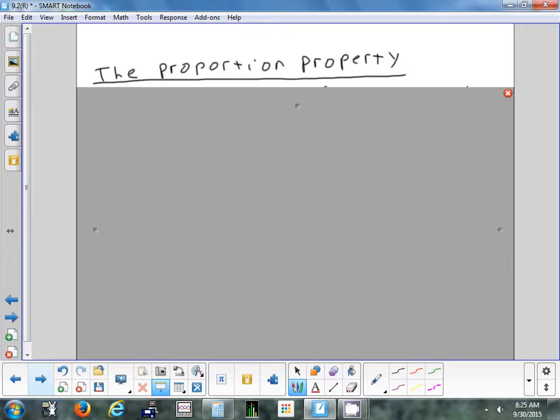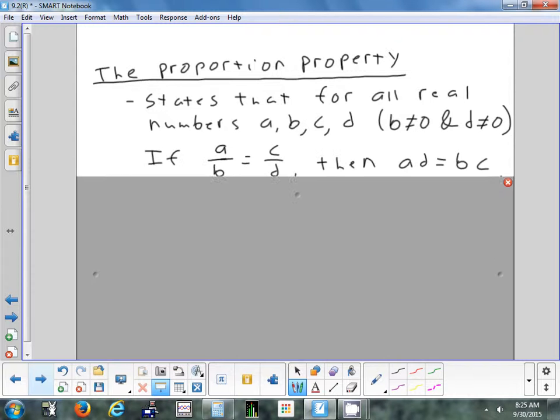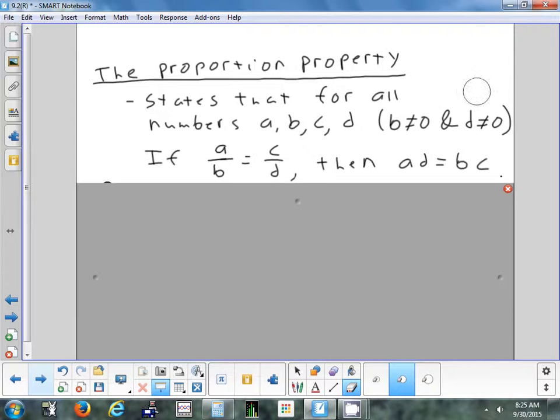So now what we're going to get into is solving a proportion, finding out what the letter actually equals. And we're going to use what's called the proportion property. It basically says, for all numbers A, B, C, and D, you can use any numbers you want. Could be fractions, could be decimals, positive, negative. The only thing you can't use for B and D is which number? Can't use 0 because that'd be dividing by 0. So we'll never give you one where there's a 0. But any other numbers you want for A, B, C, and D.